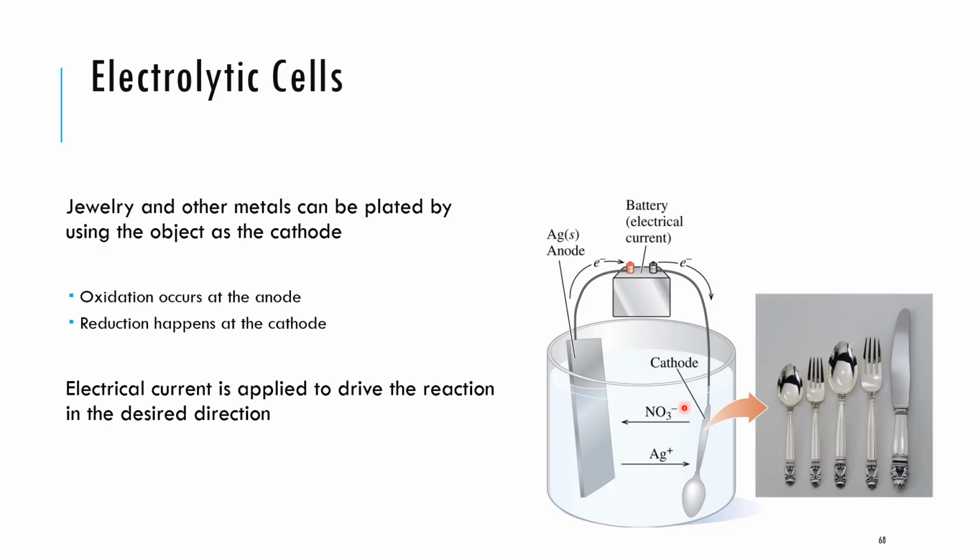The cathode is a spoon. At the cathode, reduction occurs. The silver+ ions gain electrons and are deposited as metallic silver onto the spoon's surface. An external power source provides the energy needed to move the electrons and drive the reaction, since this process is non-spontaneous.